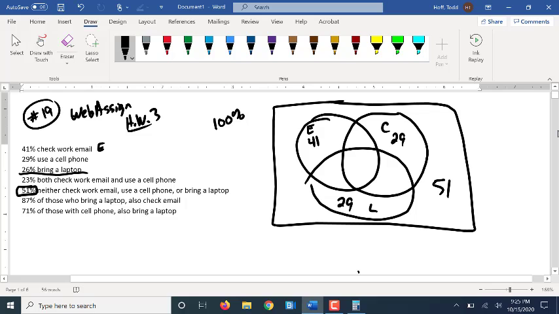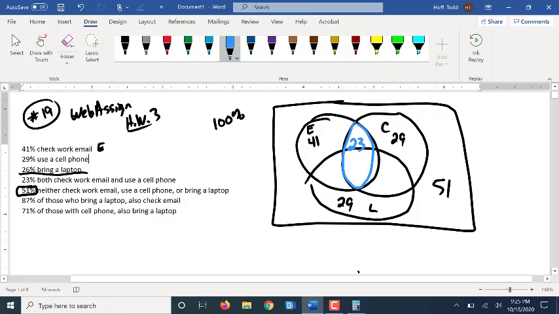So that means 51% is this outer area outside of those 3 circles. So we know that what's inside these circles here, this whole area has to add up to 49%. That's important to know. Now let's go back. 23% check both their work email and use a cell phone. So that means this region right here is 23%.